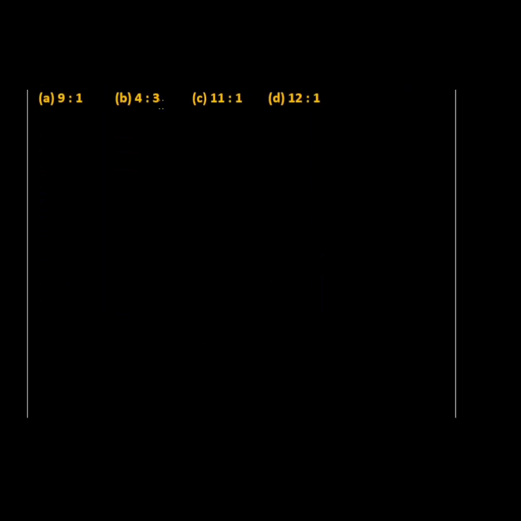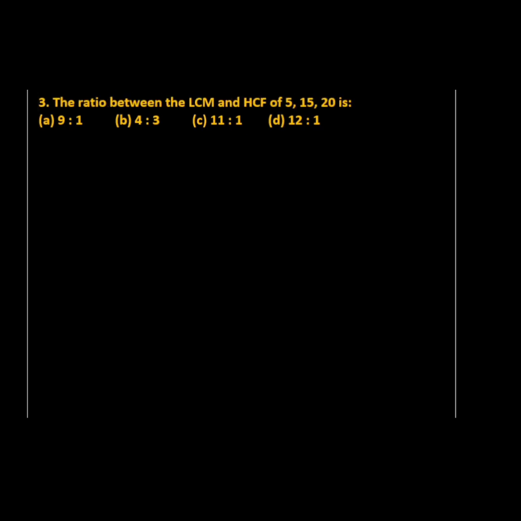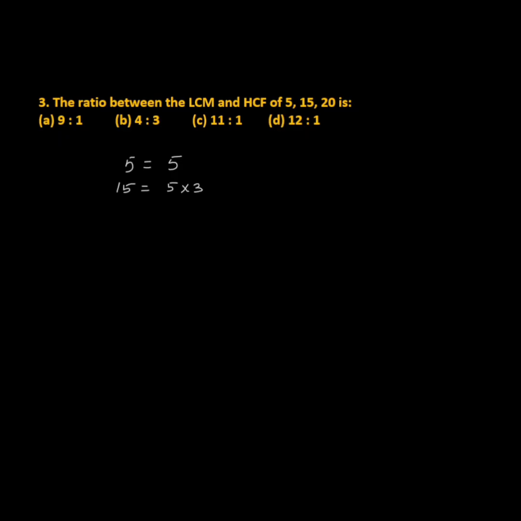Third question. The ratio between LCM and HCF of 5, 15, 20. So we need to find both LCM and HCF. Factor of 5 is 5. Factor of 15 is 5 into 3. Factor of 20 is 5 into 4, and 4 can be written as 2 squared.